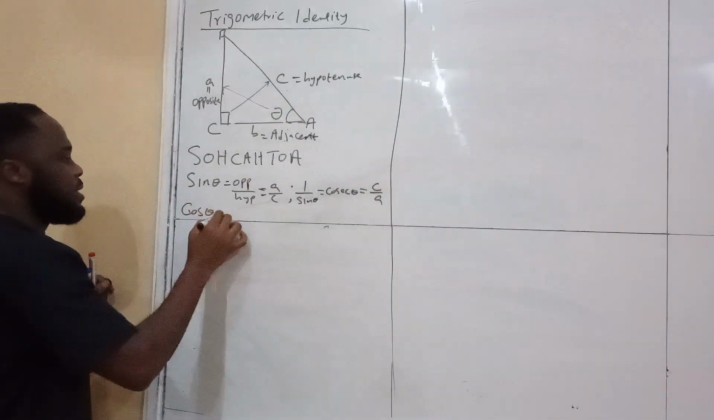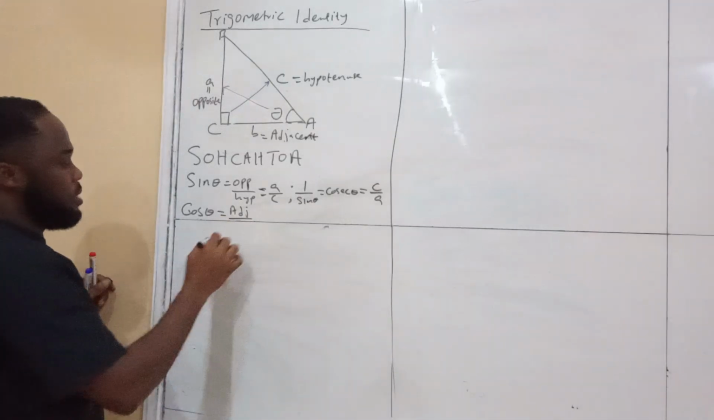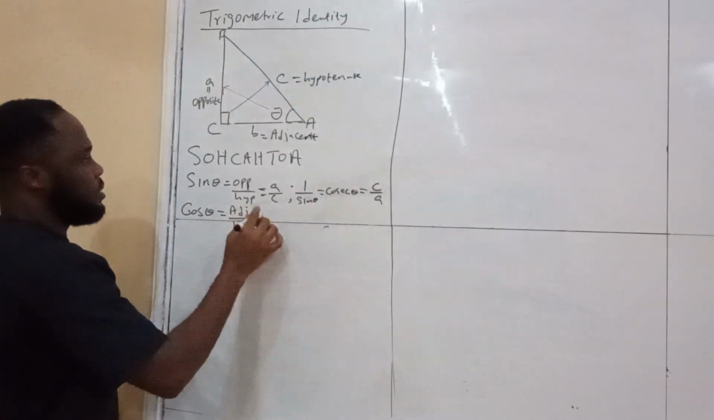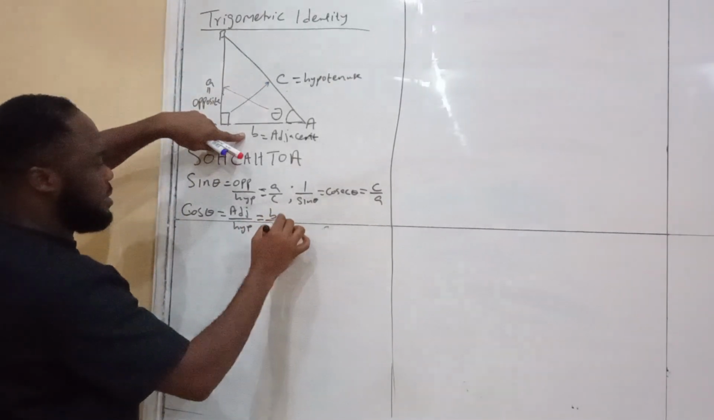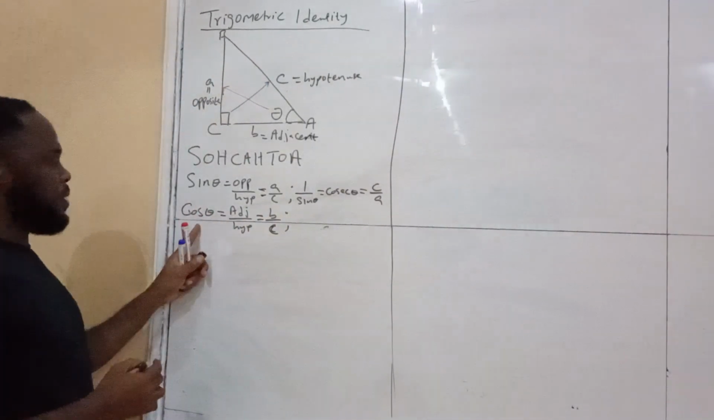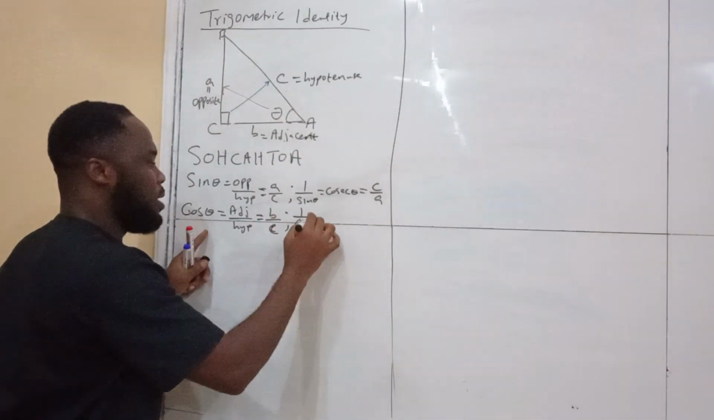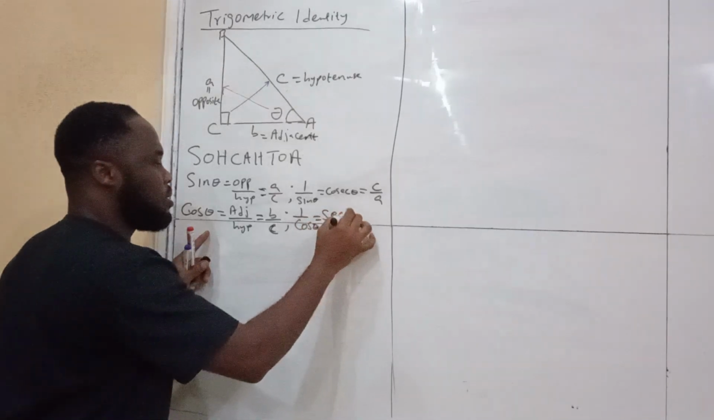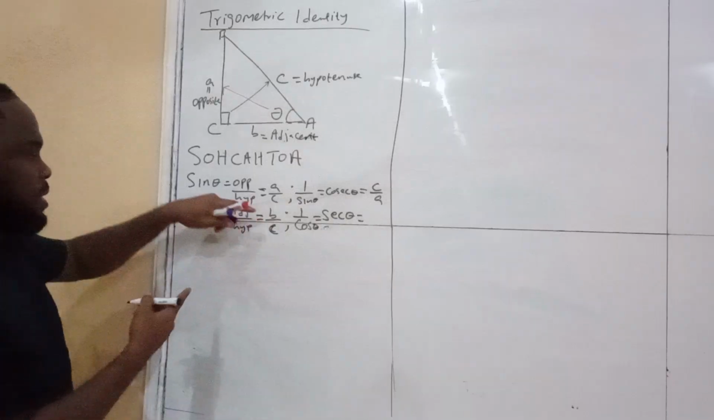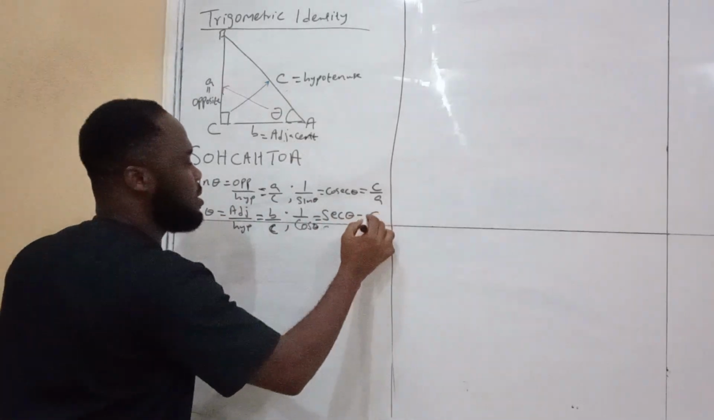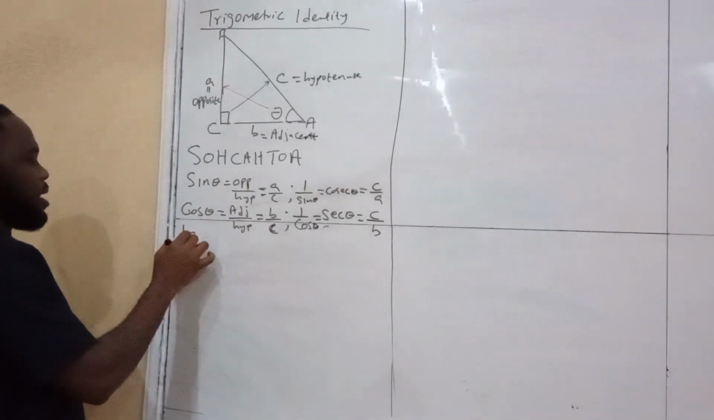Again, cos theta is equal to adjacent all over hypotenuse. And adjacent is B all over C. And again, remember that the inverse of cos theta is sec theta. And if cos theta is B over C, that means the inverse of B over C must give us C all over B.